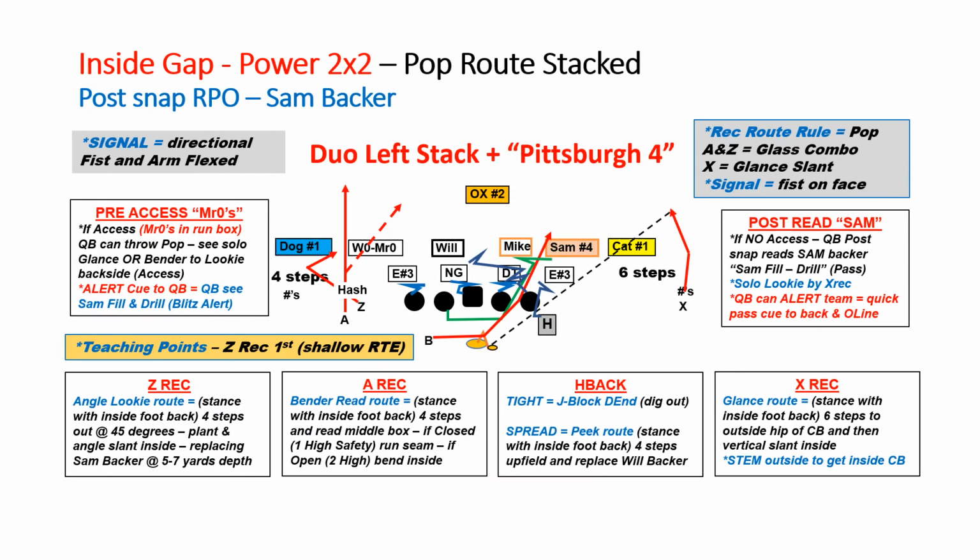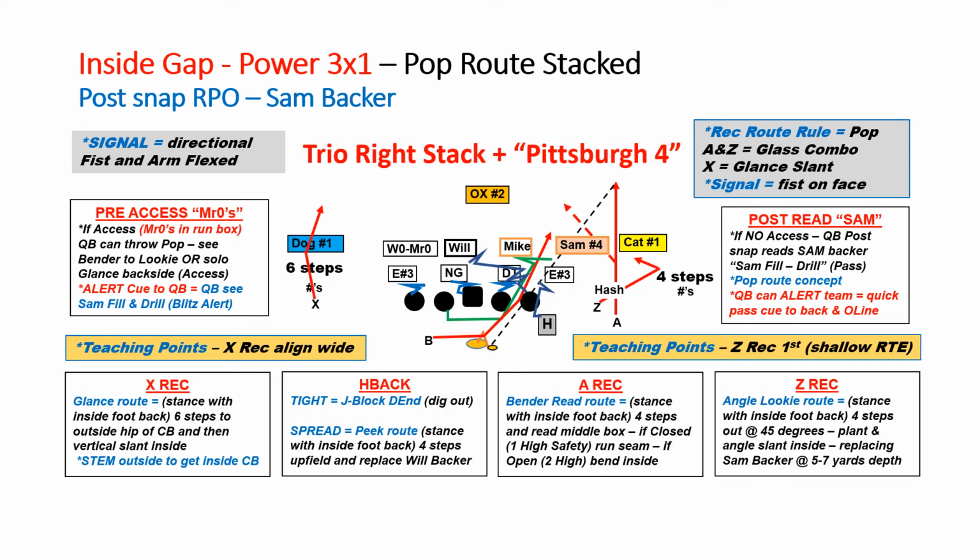Nothing changes. We go inside gap. Again, here you see it. We've got now duo left stack. We've got our pop route going over there with the Z and the A. The Z just runs his angle lookie route going first. A rubs right behind him with the same bender. X keeps his normal wide split on the numbers, and we've got our glance route.